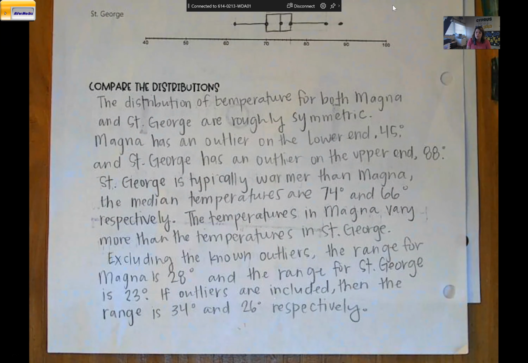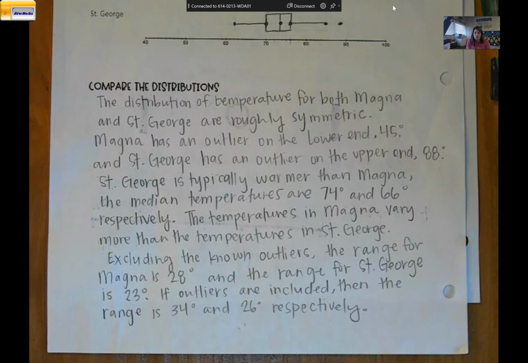So the distributions are both roughly symmetric, and each one of them has an outlier. St. George is typically warmer than Magna. The median temperatures are 74 degrees and 66 degrees respectively. That's not the only way you can say that, but you definitely want to mention something like St. George is typically warmer than Magna.